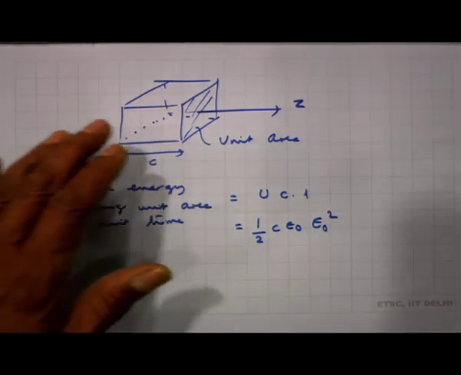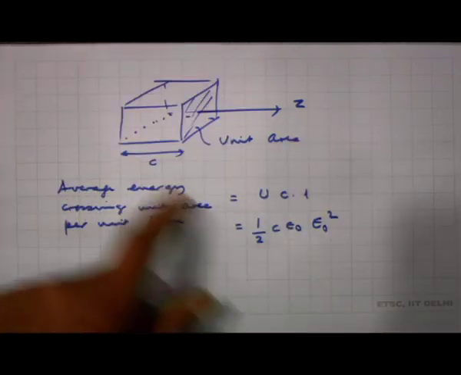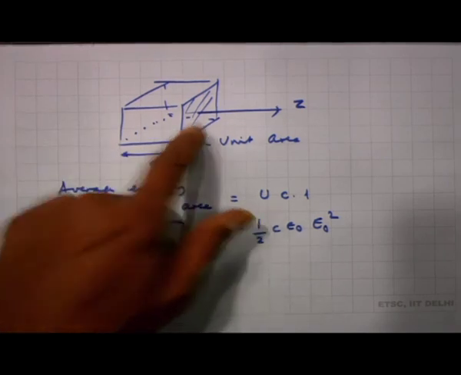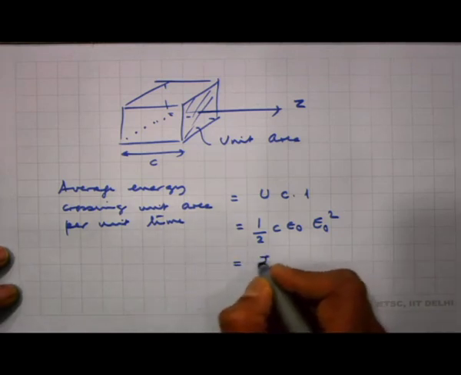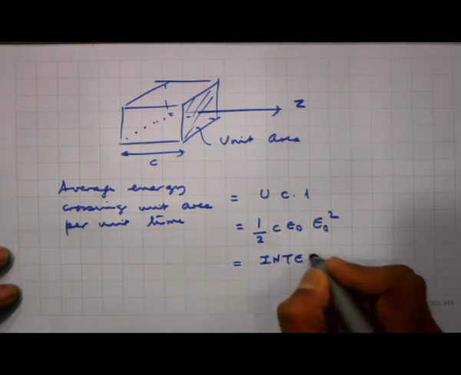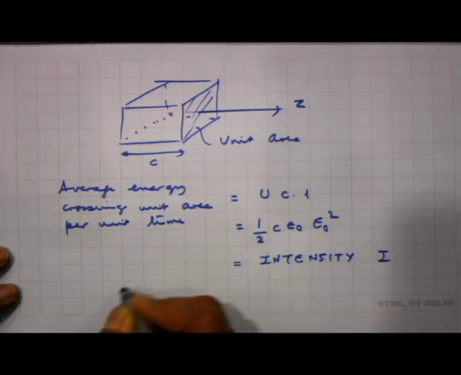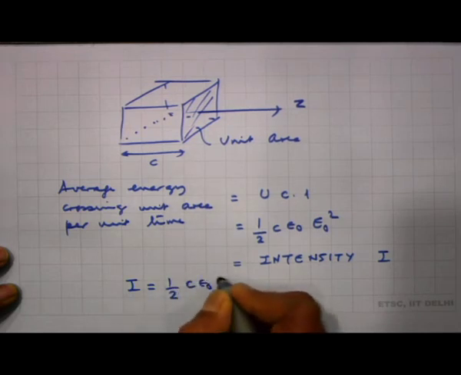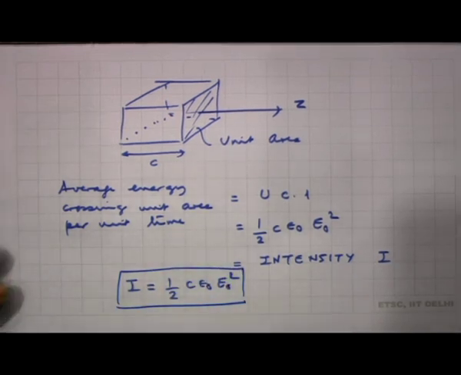So, this energy which is contained in the electromagnetic waves is propagating, and in a unit time the energy contained in this volume of length c and unit area will cross this surface, and that energy happens to be this, and this is also called intensity, usually referred to as I. So, intensity of the electromagnetic wave is given by half c epsilon 0 E naught square. So, intensity and the electric field are related through this very important relationship.